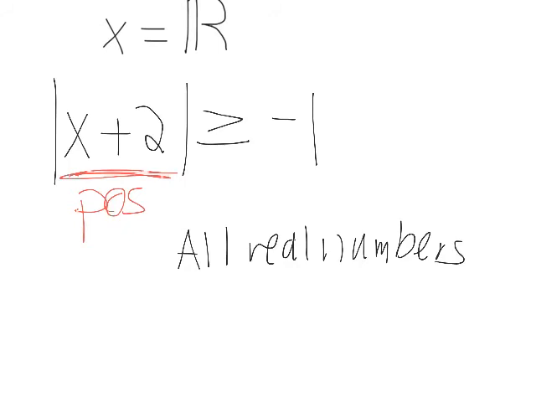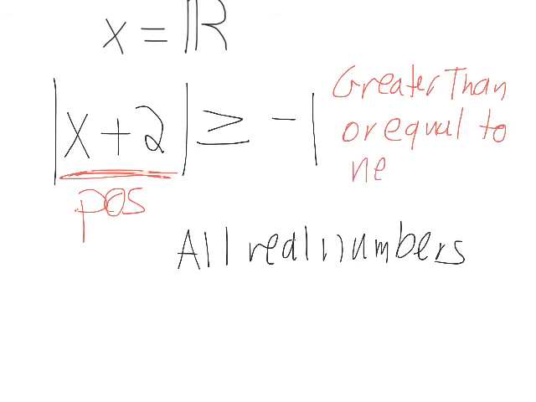And I didn't write it down, but I should have. This one's greater than or equal to a negative. Okay? So just like with the less thans, they were both no solution. Here with the greater thans, both of the symbols will give you an all real numbers answer for your result.